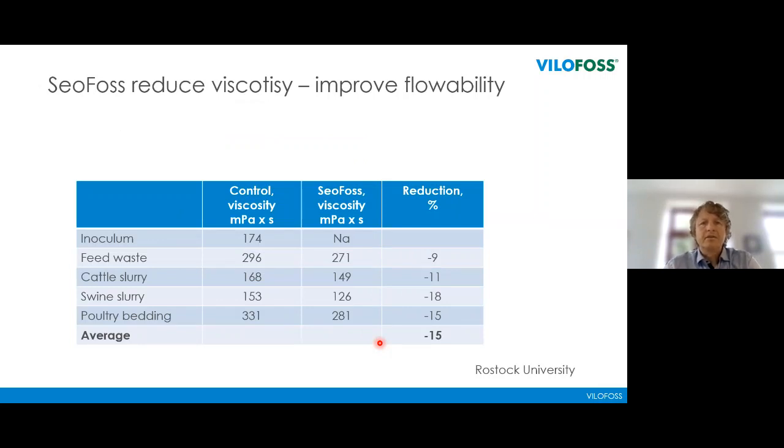The viscosity was also measured at a different lab. Here we tested different masses: feed waste, cattle slurry, swine slurry, and the bedding material from poultry. And again, you can see that whatever material we are testing, we find a reduction in viscosity when Seofoss is added, and on average that was about 15%, which fits very well with the other results.